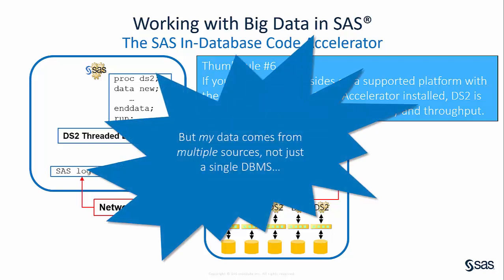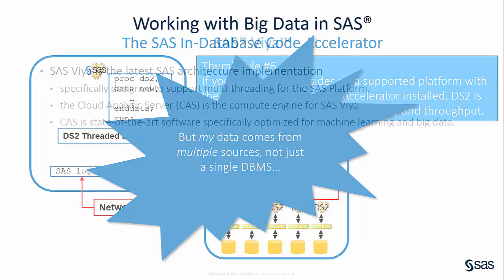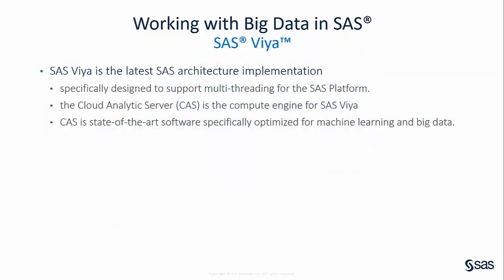Say, but my data comes from multiple sources. It doesn't just live in Teradata. It doesn't just live in Hadoop. So the in-database code accelerator is cool, but well, let's introduce you to SAS Viya. SAS Viya is our latest iteration of the SAS architecture. It's specifically built to live in a massively parallel processing environment. The core of this whole thing is the Cloud Analytics Server, or Cloud Analytics Services, as it's called.